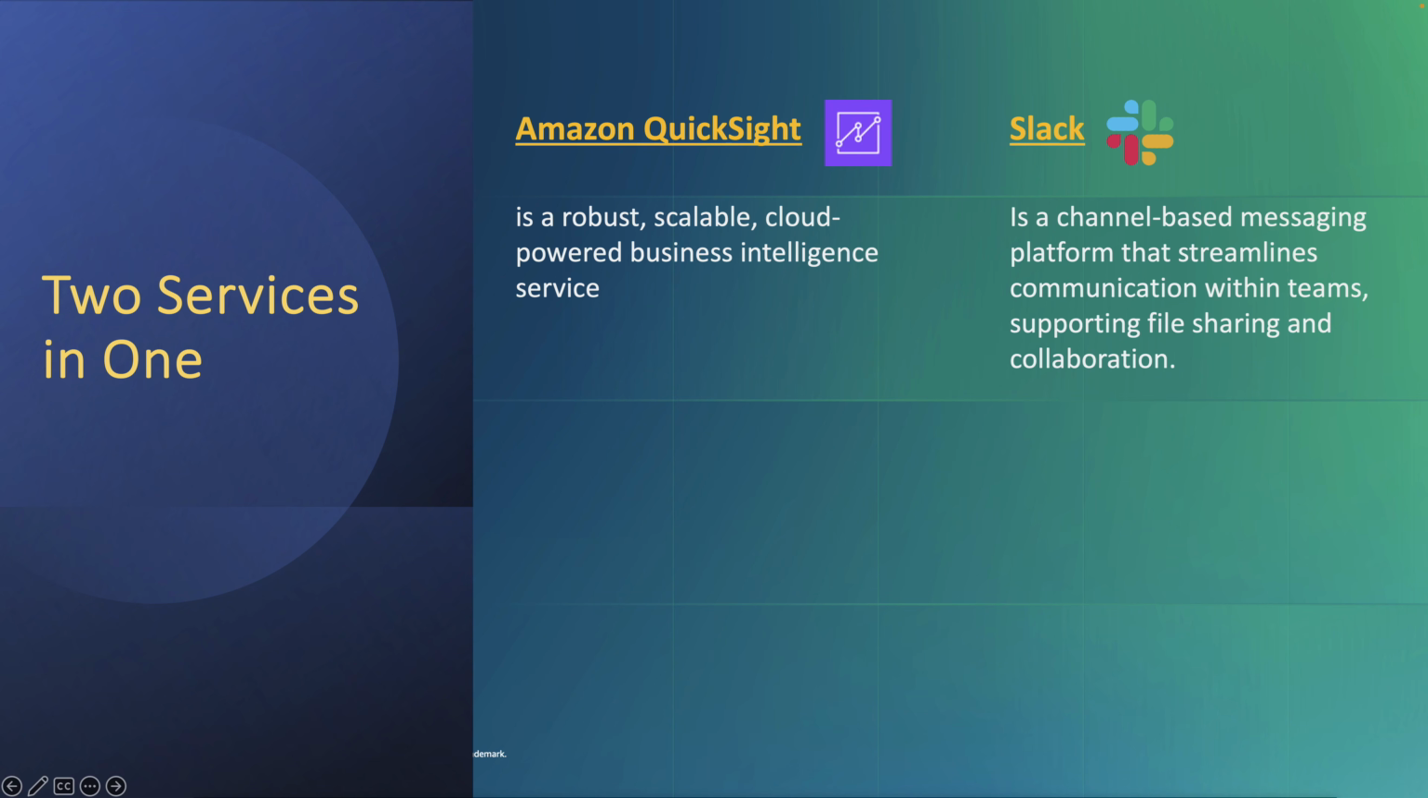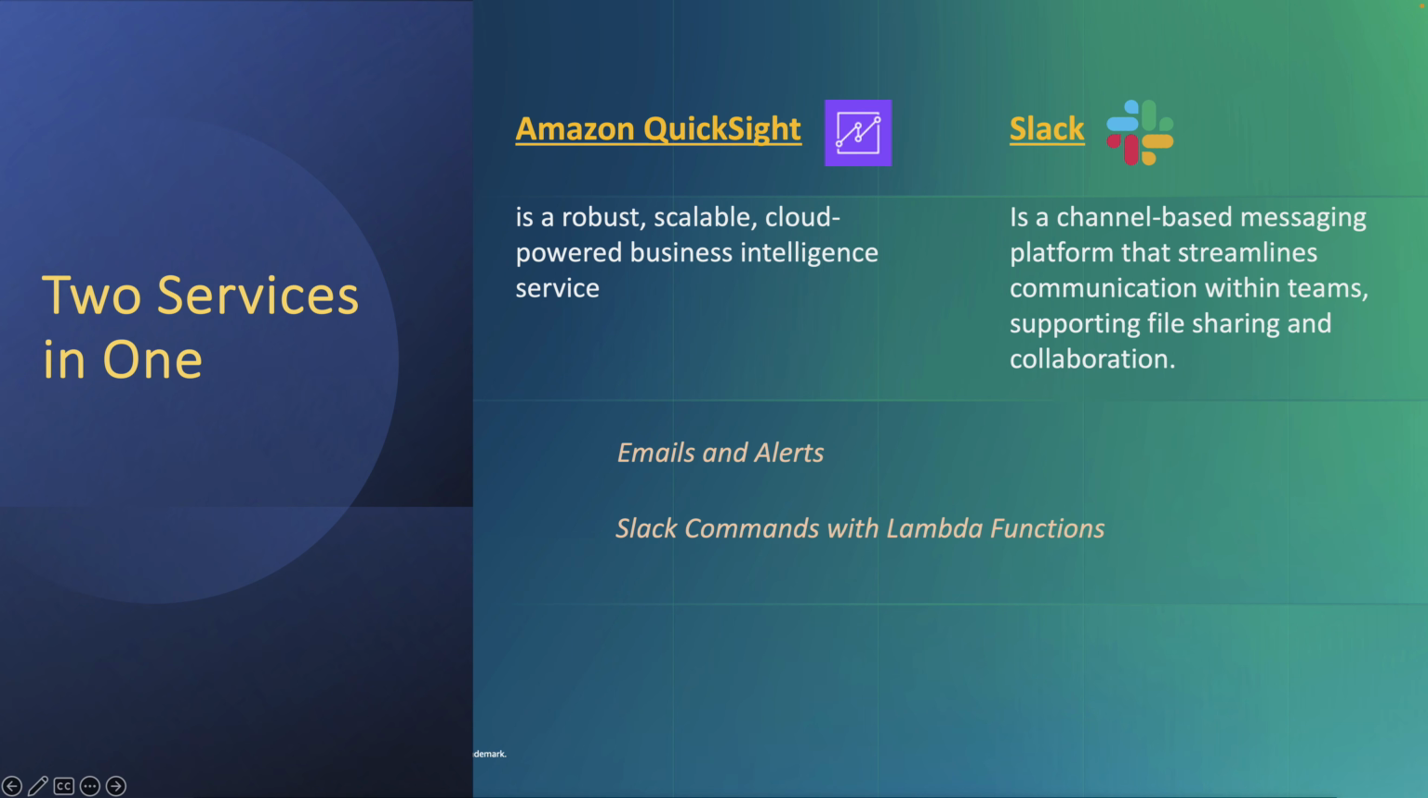Slack, on the other hand, is a channel-based messaging platform that streamlines communication within teams by facilitating file sharing and collaboration. The integration methods between Slack and QuickSight include email integration, sending reports and alerts directly to your Slack channel from QuickSight.